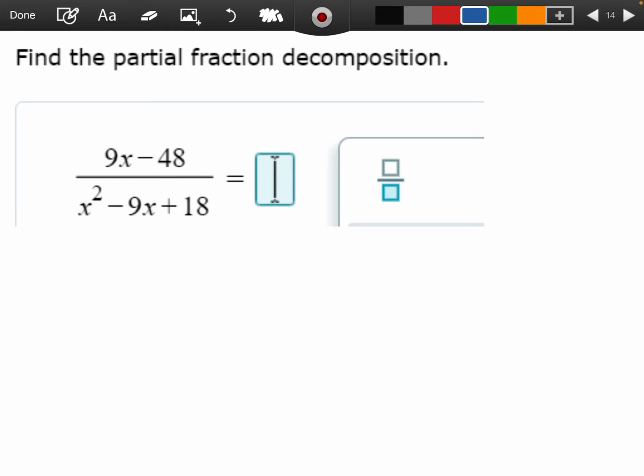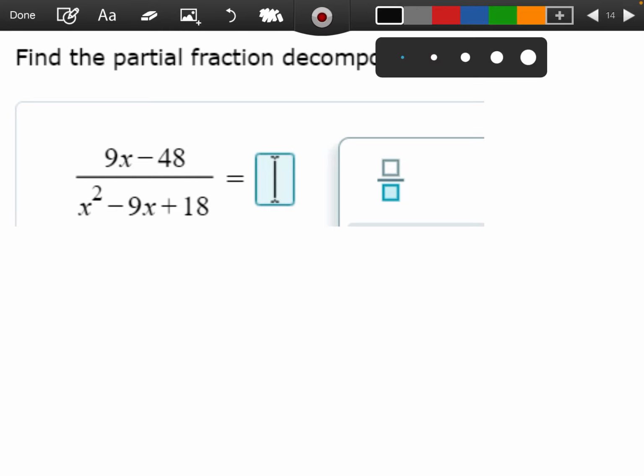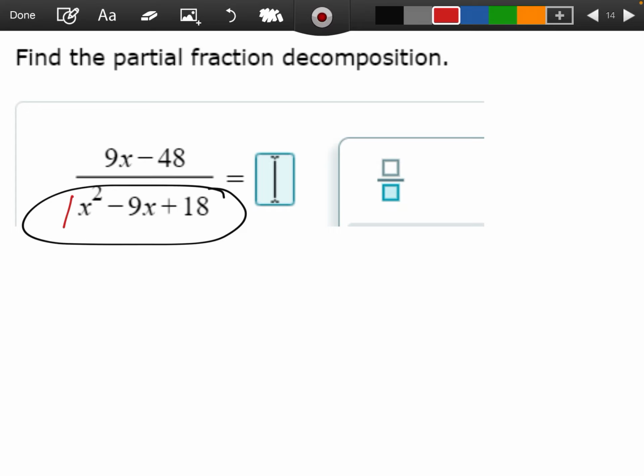All right, so this is a problem here out of 8.3, y'all, and we're trying to find the partial fraction decomposition. So the first thing I want to do here is see if I can factor this piece, okay? The number in front of my x squared is a 1. So if I'm going to factor it, that's the first thing I've got to do.